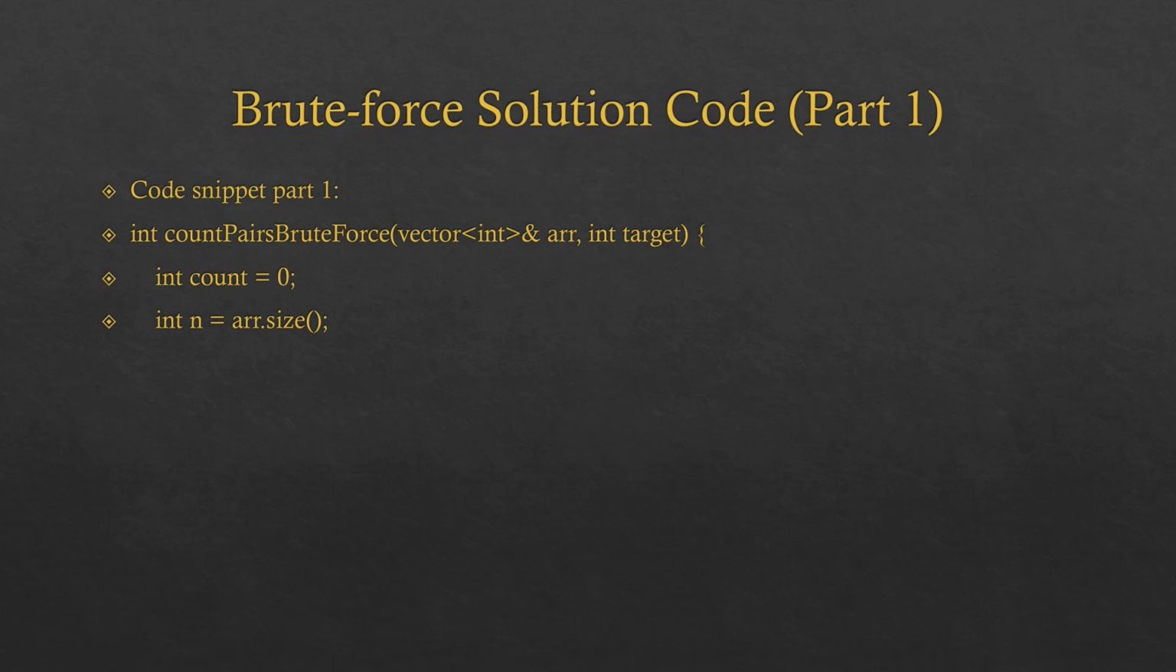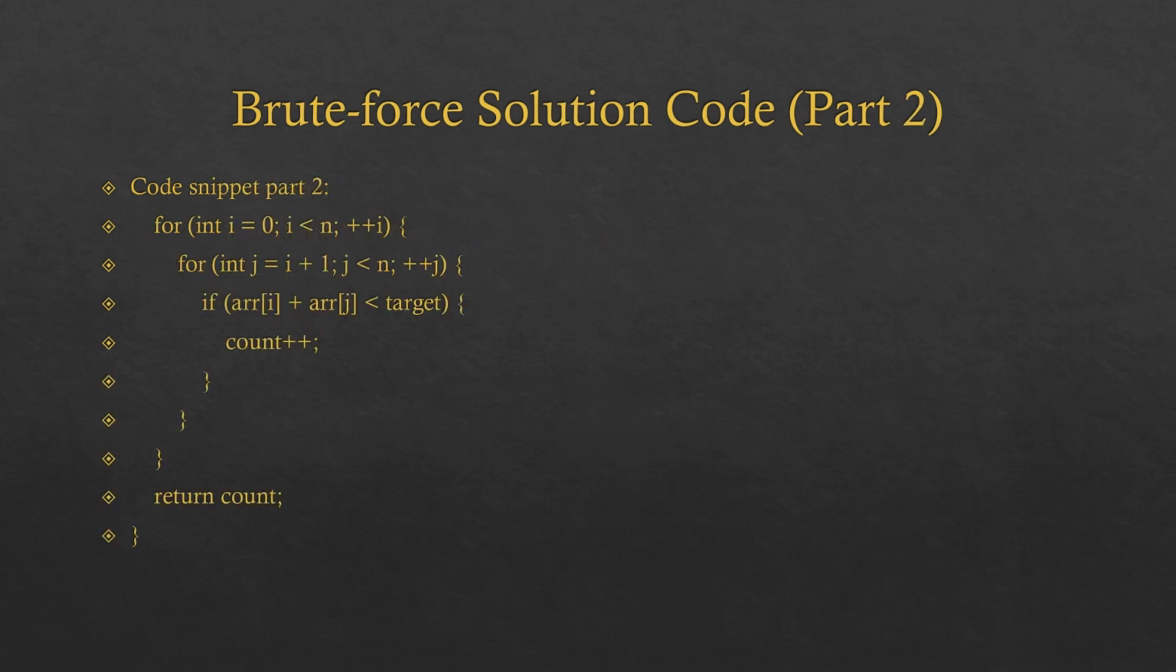Here is the code for the brute force approach. First, we initialize a counter called count to keep track of the number of valid pairs. We then iterate over all pairs of elements in the array. For each pair, we check if the sum is less than the target. If it is, we increment our count. At the end, we return the total count of valid pairs.